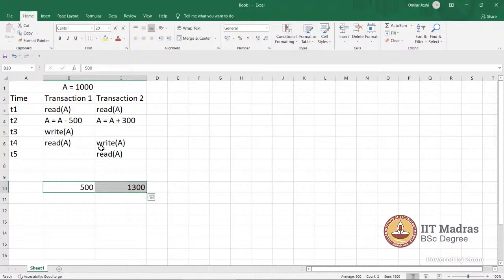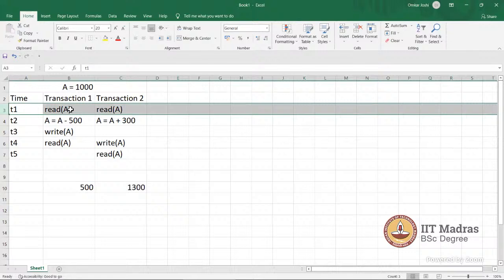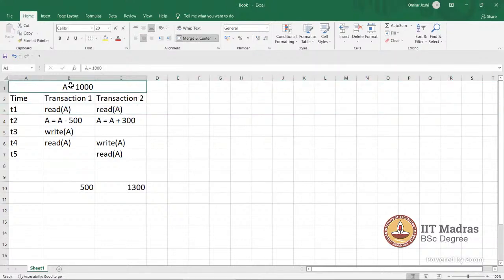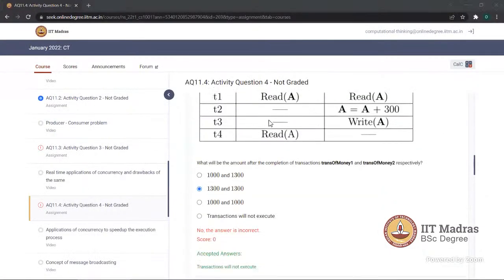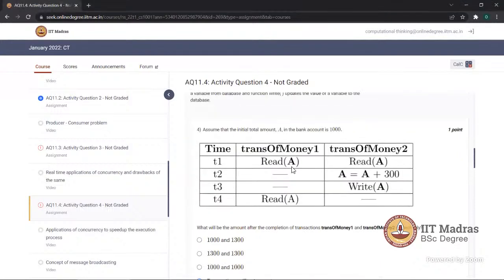Yes, sir. 800. That is why this is the place where we made a mistake. We allowed two different transactions to read the value of A at the same time. That's where we made a mistake, and that's why it went down like this. Now going back to that original question, this is the answer. At T1, both transactions are trying to read the variable A, which is not allowed.